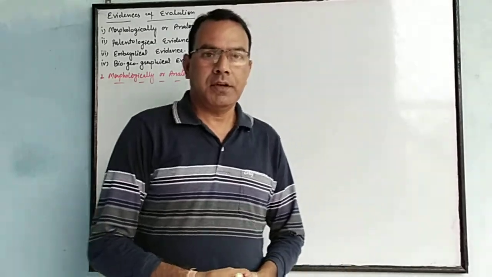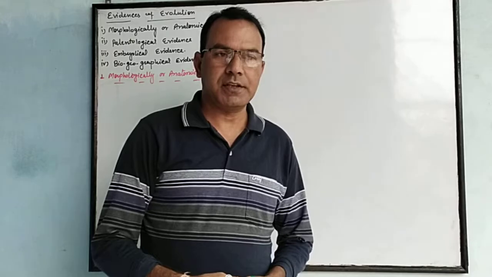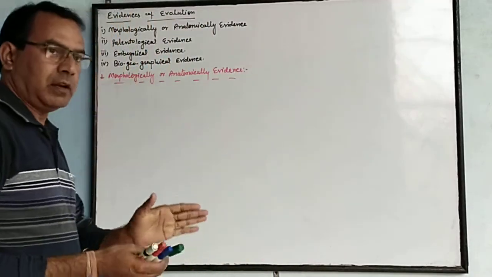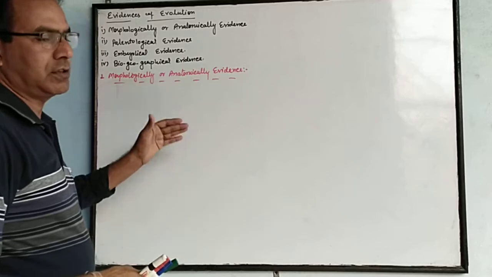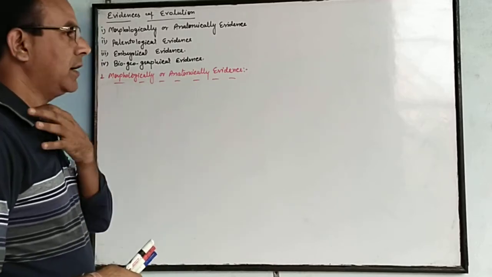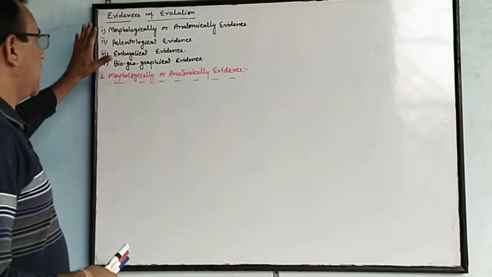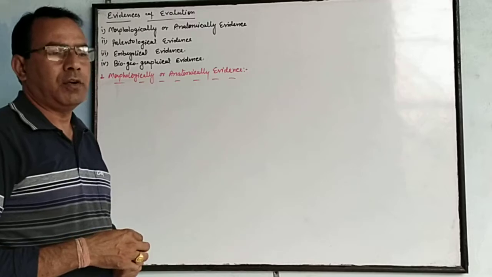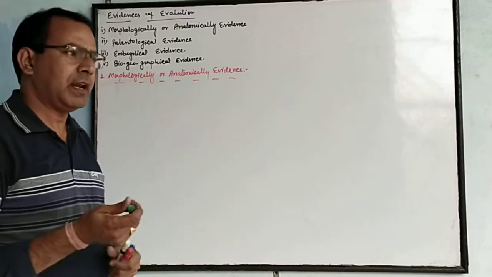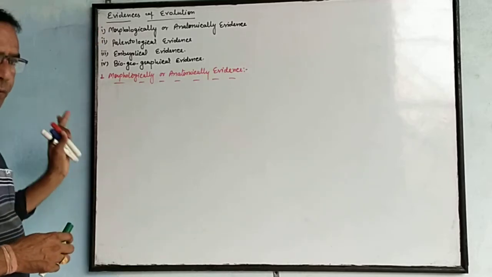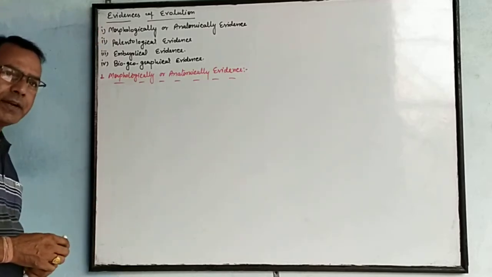Hello students, in the previous part we were discussing the evidences of evolution. In this part we will also discuss the remaining portions left over from the previous part. Evidences of evolution. As we have discussed, there are mainly four types of evidences of evolution. First one is morphological or anatomical evidence.